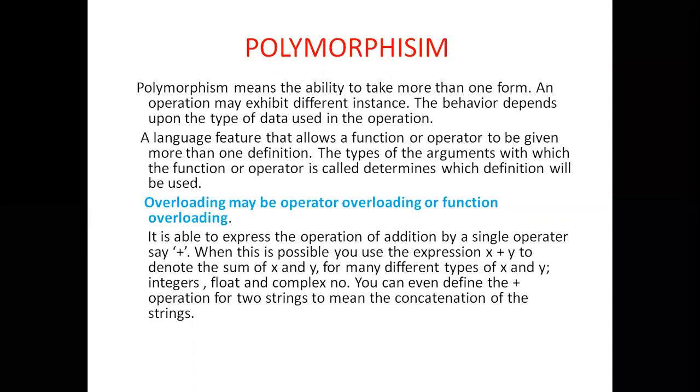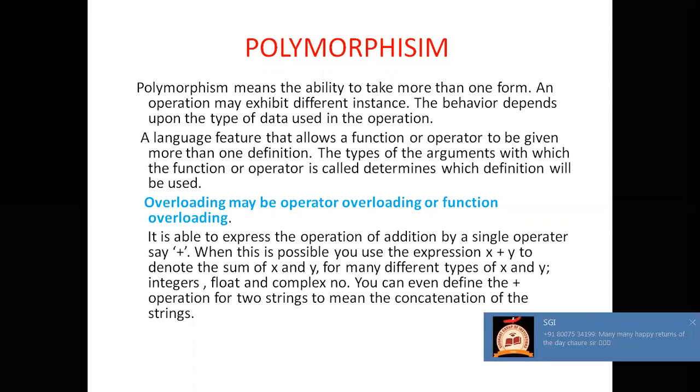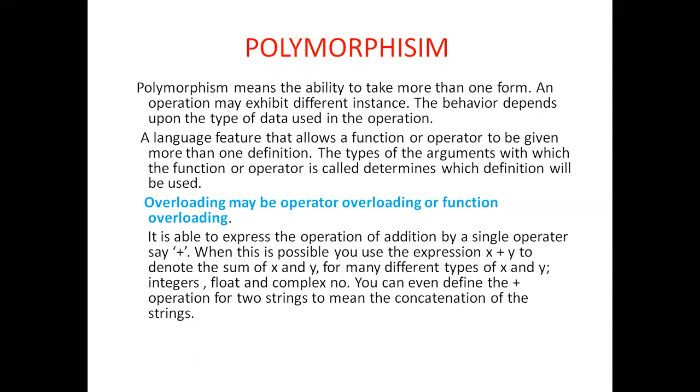If we have number operands, it is adding two numbers. If we have string operands, it is concatenating strings. So we have a single operator plus, but it is working in two forms. In one place it works as addition of two numbers, in the second place the same plus operator works as concatenation of two strings.